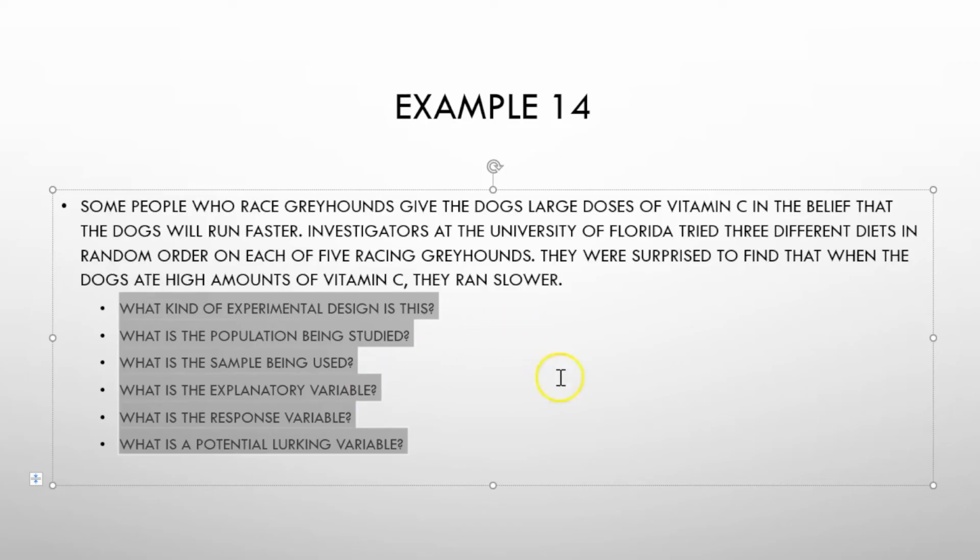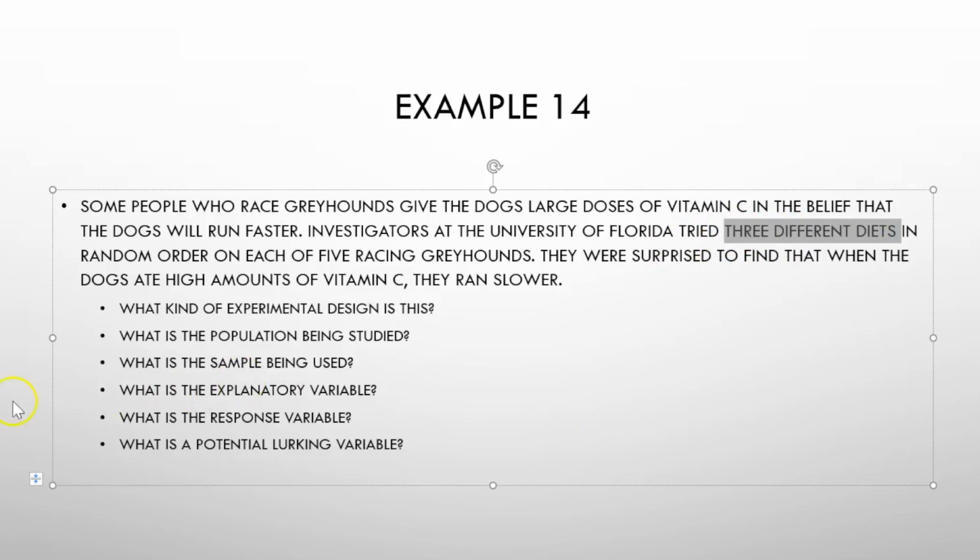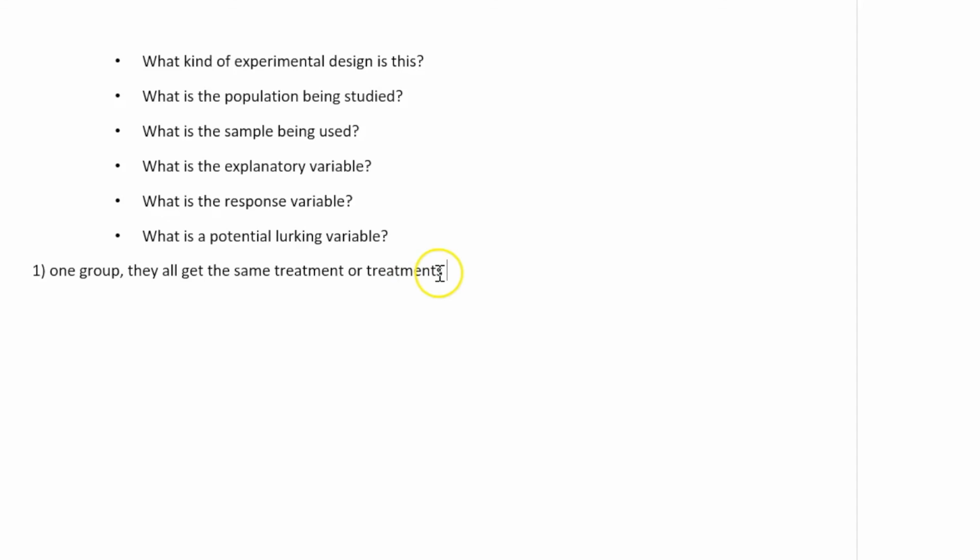So here we have one group. They all get the same treatment or treatments. So in this example, it's multiple treatments, right? Because we see here that it says they try out 3 different diets, right? But they're all getting it. So it's not saying one dog gets this, one dog does not. They're saying all 5 of the greyhounds try all 3 of these things, and we see which one works best. So our pre and our post test, right? We knew how fast the dogs ran before. Now we're going to try these 3 different diets, see which ones work the best. So again, one group, they all get the same treatment or treatments, and that gives us matched pair.